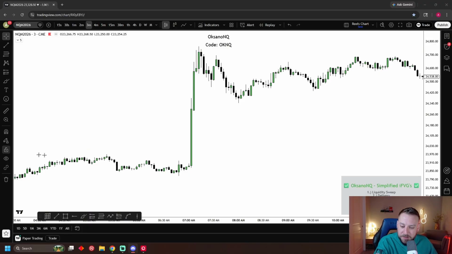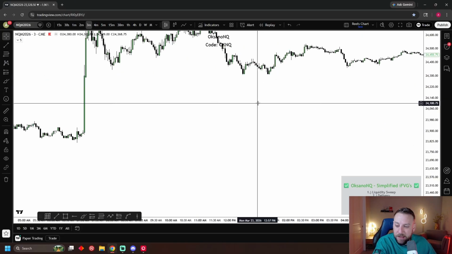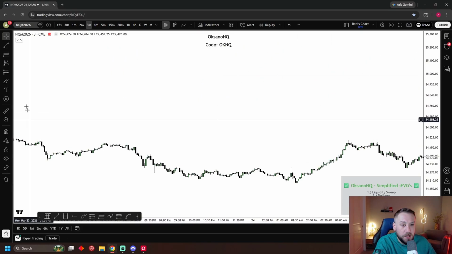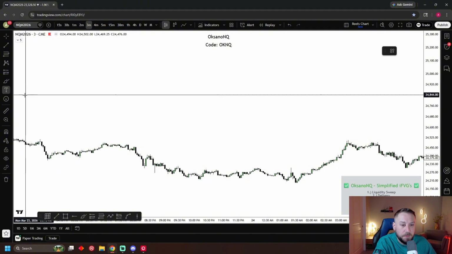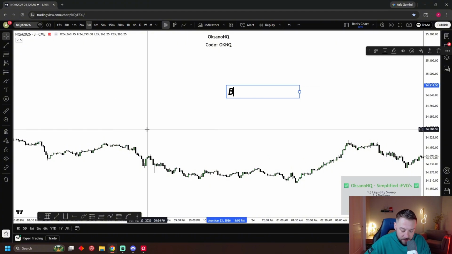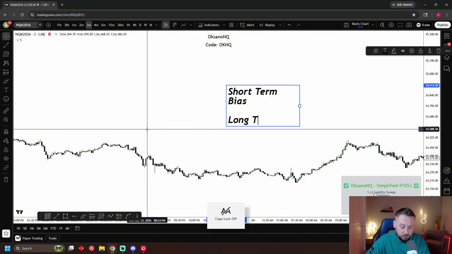There's a ton of different ways to use time frames, but I'm going to show you how I like to use them. So breaking down time frames for me is very simple. We got short-term bias, long-term bias, trade entries.